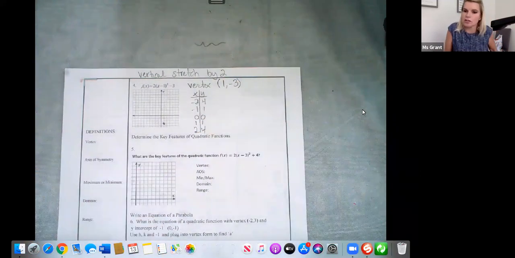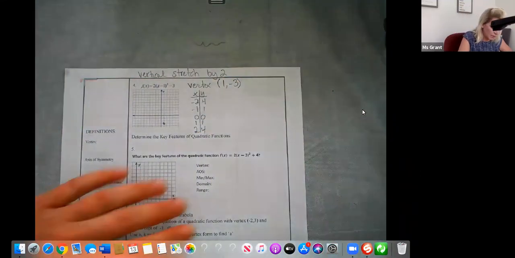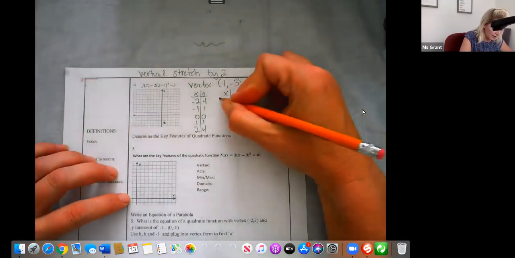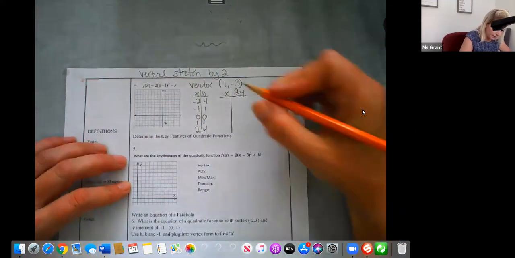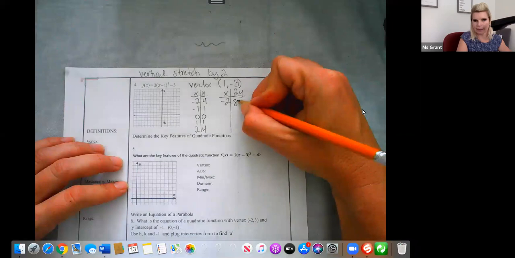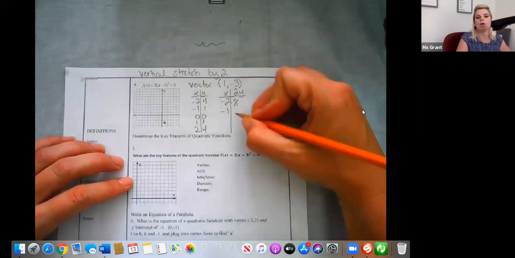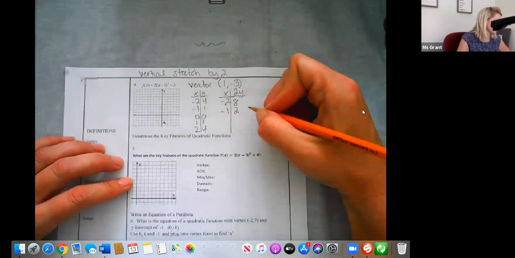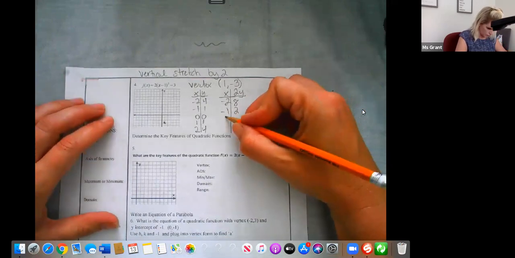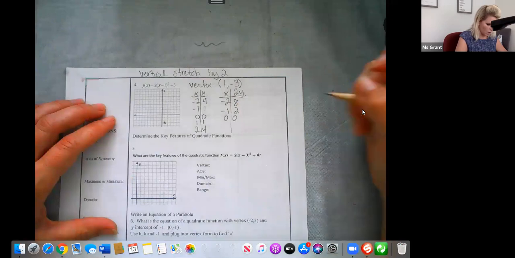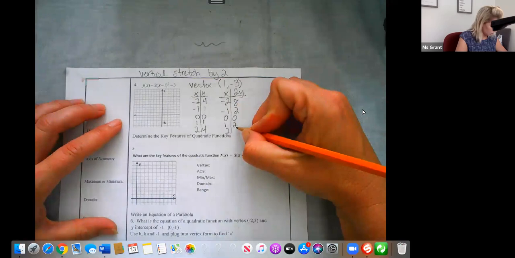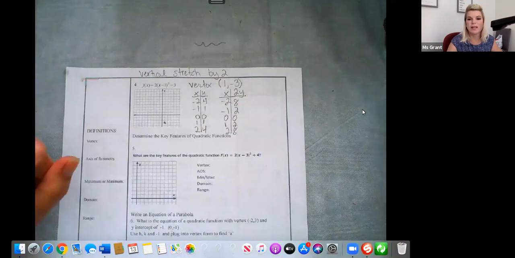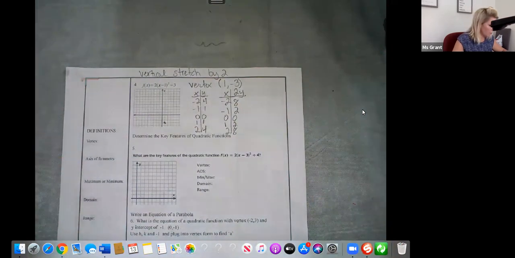now, since I have a vertical stretch of 2, that a is a 2, I'm going to multiply my y value times 2. So it's going to be -2, 4 times 2, 8. -1, 1 times 2, 2. 0, 0. 1, 2. 2, 8. It's going to be really, really narrow and skinny. Here we go.